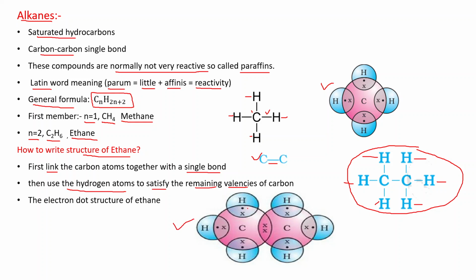And this is the electron dot structure of ethane. That is, each hydrogen atom contributes 1 electron and the carbon atom also contributes 1 electron in this single bond. This is a single bond.